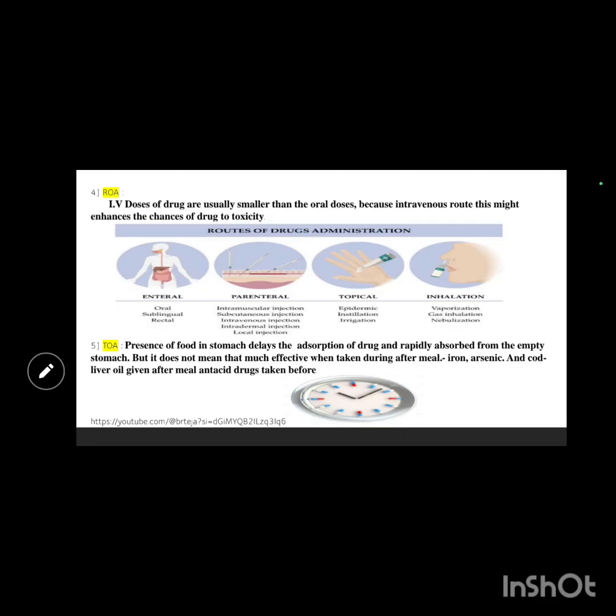Next, parenteral: large volume parenterals and small volume parenterals. Intramuscular injections. What is the use of intramuscular injection? Intramuscular injection is used for general anesthesia. Oil injections, with oily properties, are given as intramuscular injections.